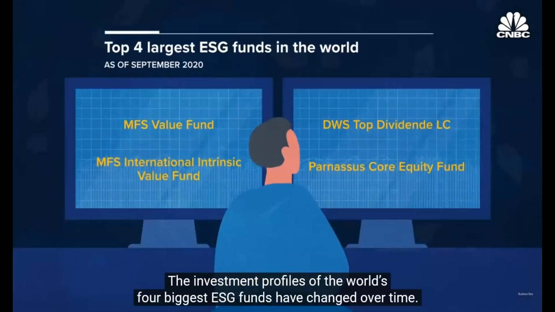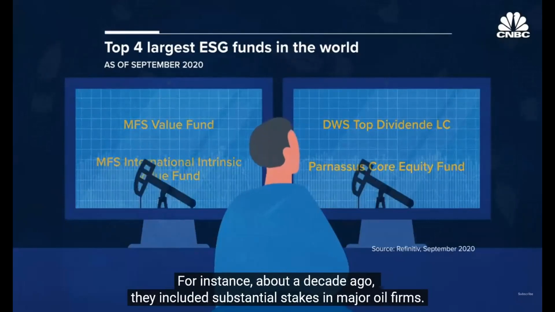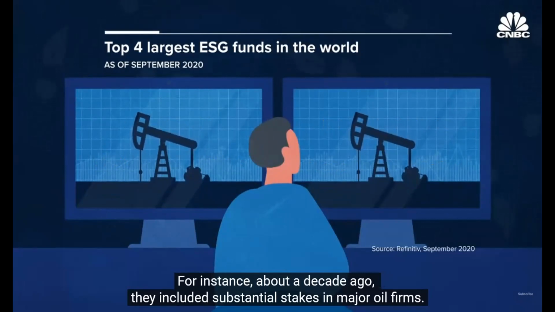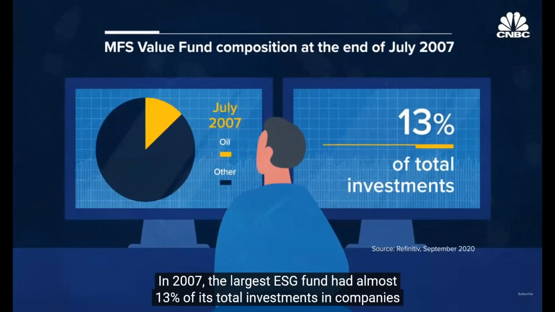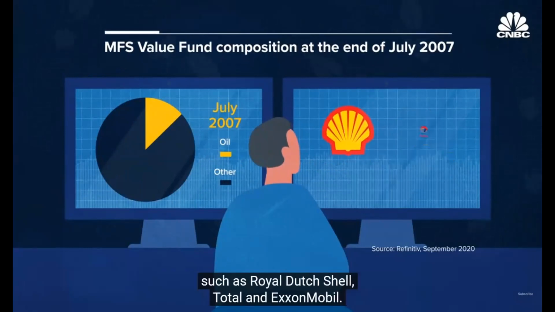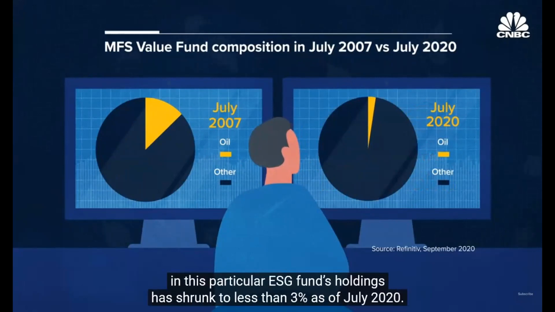The investment profiles of the world's 4 biggest ESG funds have changed over time. For instance, about a decade ago, they included substantial stakes in major oil firms. In 2007, the largest ESG fund had almost 13% of its total investments in companies such as Royal Dutch Shell, Total, and ExxonMobil. But this has fallen in the years since, and the share of oil companies featured in this particular ESG fund's holdings has shrunk to less than 3% as of July 2020.